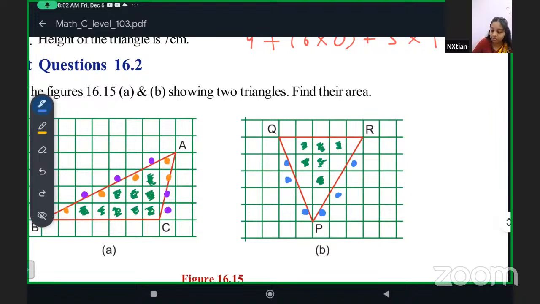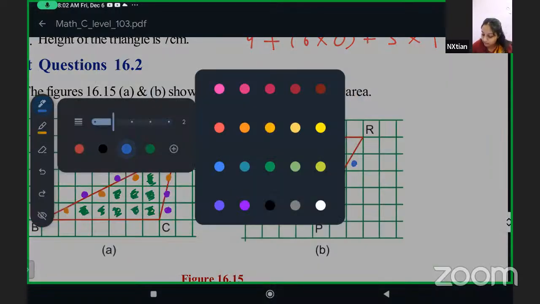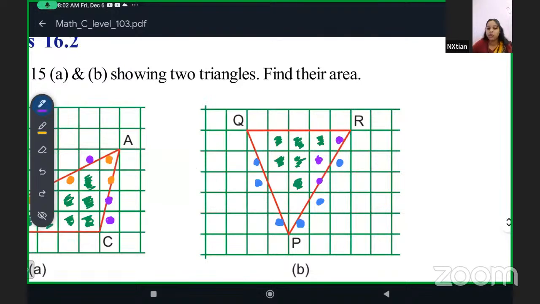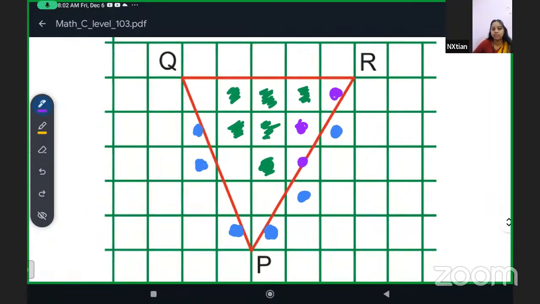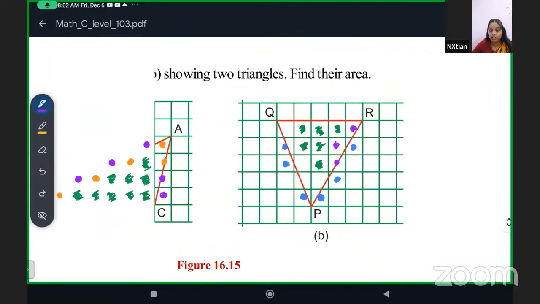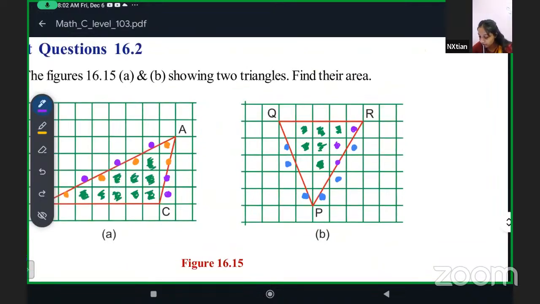Then let's see which ones are more than half. So we have this one that is more than half. Then this one, more than half. Ma'am, that's exactly half. No, it's more than half. Look closely. It's not exactly half. Ma'am, it's exactly half. It's more than half.